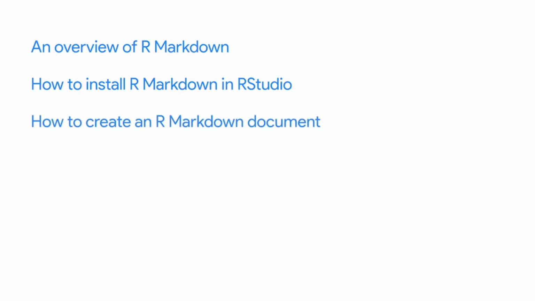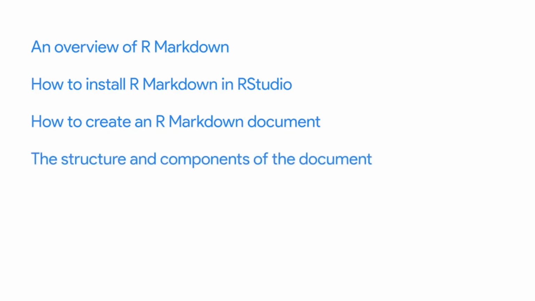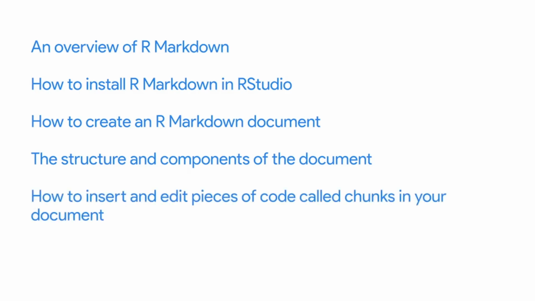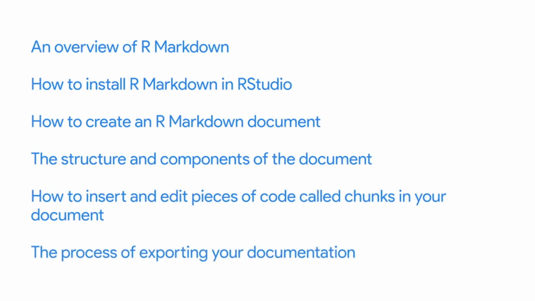In this course, we'll start with an overview of R Markdown, and then we'll learn how to install R Markdown in RStudio. After that, we'll check out how to create an R Markdown document. We'll also explore the structure and components of the document, so you'll have an idea of how to use them to record and report your analysis. Next, we'll show you how to insert and edit pieces of code called chunks into your document. And finally, we'll check out the process of exporting your documentation.